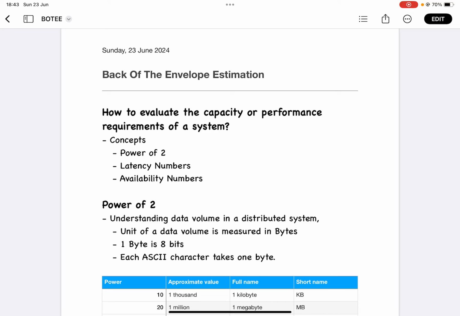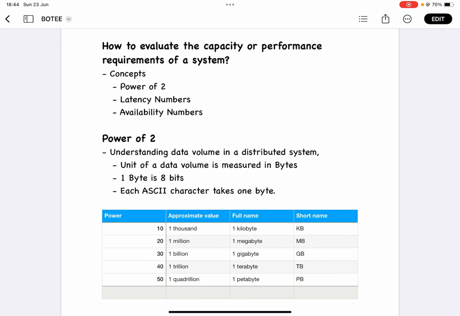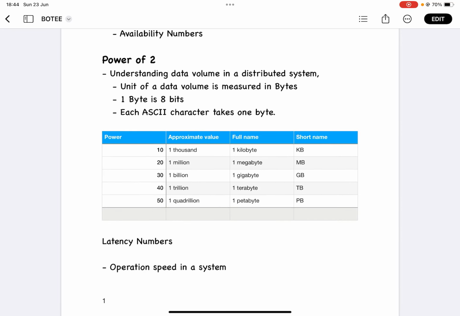There are a bunch of concepts that you should be aware of while making an estimation for a system: power of two, latency numbers, and availability numbers. Power of two is quite a simple concept. 2 power 10 is 1024, which is approximately 1000, and we call it 1 KB or 1 kilobyte. Similarly, 2 power 20 is 1 million, 2 power 30 is 1 billion, and so on.